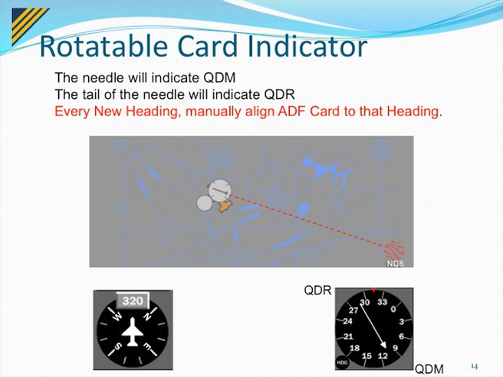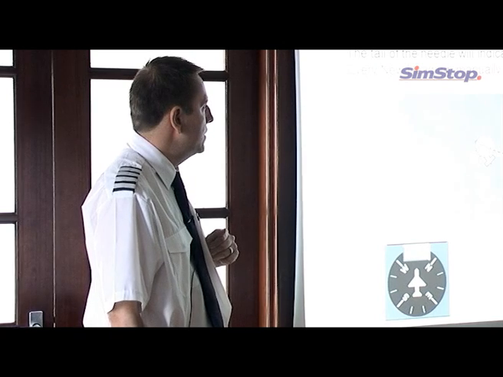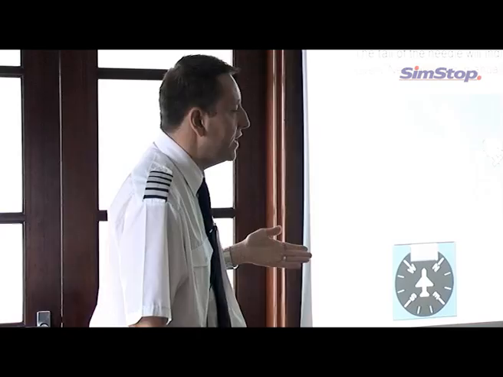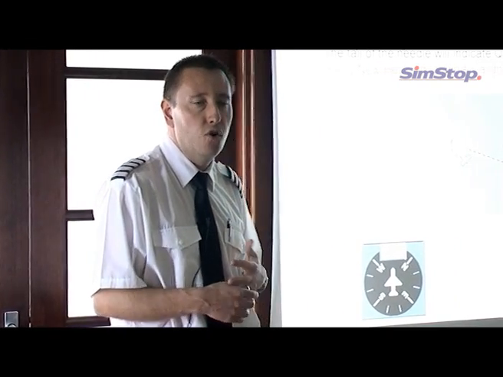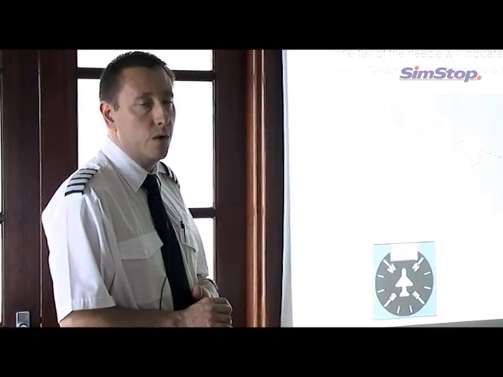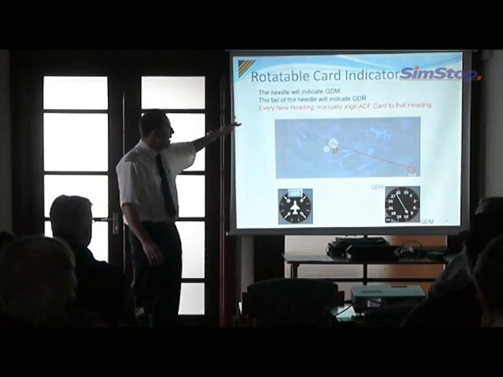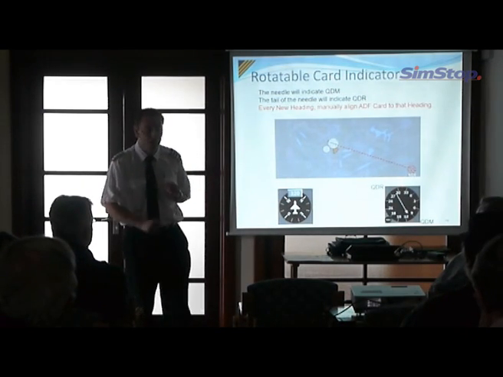The rotatable card indicator, or the poor man's RMI, to easily get your bearings, you just simply rotate the card to your current heading. And instantly now the needle will show either your QDM or your QDR. So a very good indicator to use, providing you reset the heading all the time. If you forget to reset the heading, it's going to obviously not give you the line of position that you require. So that's the point. Every new heading, once you change heading, manually rotate the card.